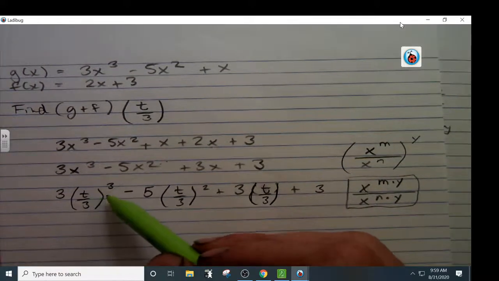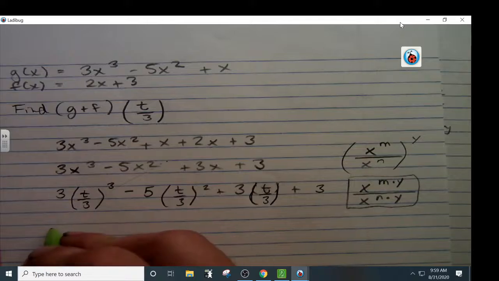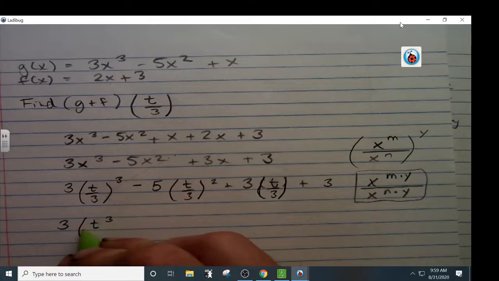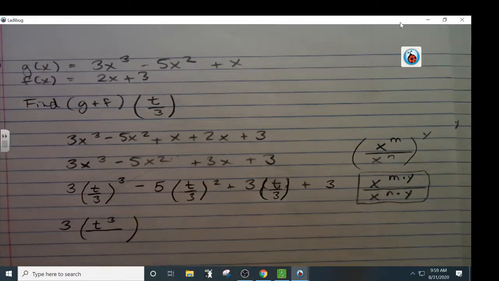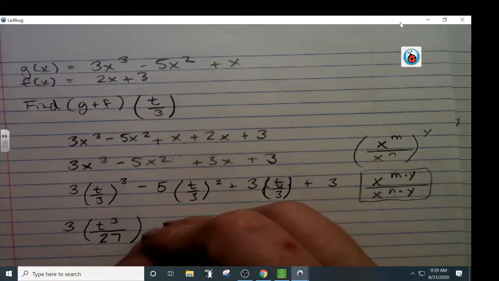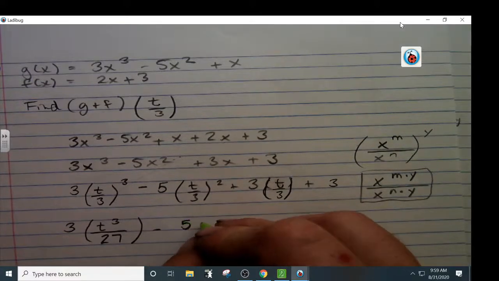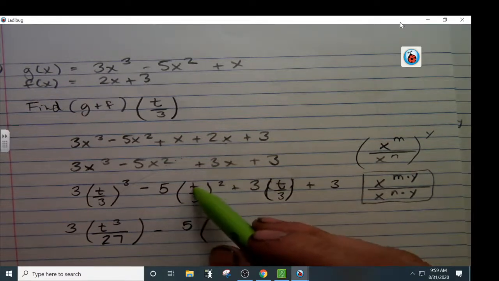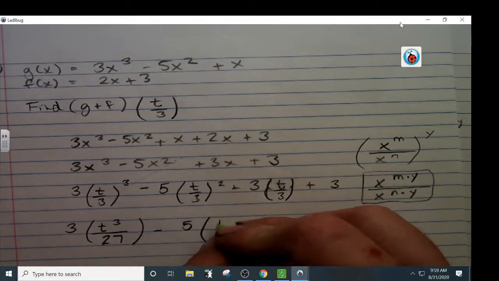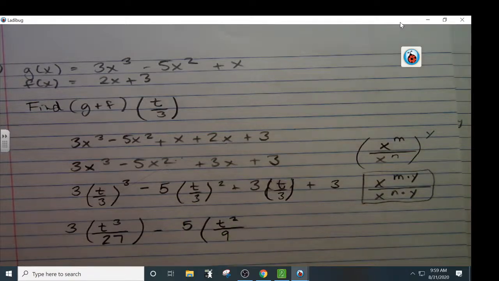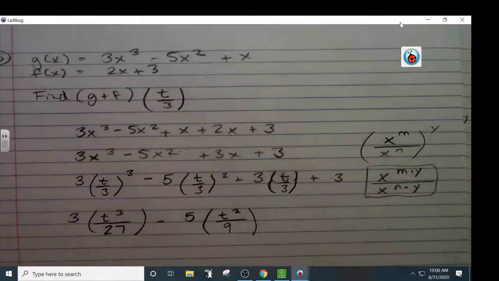Now, guys, if I have t to the first power, that's going to be t cubed. Now, 3 cubed, guys, is the same as 3 times 3 times 3. That's 27. And then I have t over 3 squared. That's t squared over 9.